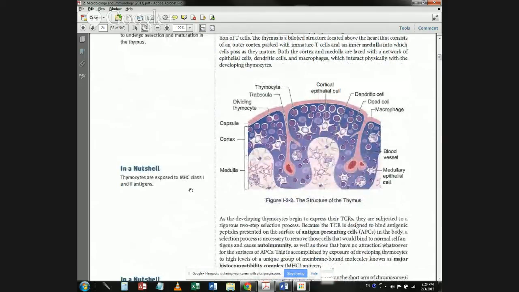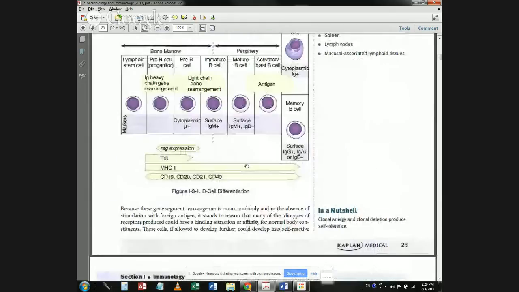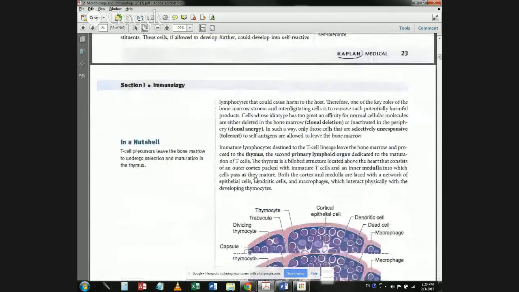Now here we have a picture of the structure of the thymus. We see a capsule, this pink capsule, with trabeculae penetrating deep into the substance of the thymus. And these trabeculae are traversed by blood vessels, which are probably supplying them with these immature lymphocytes that are destined to become future T cells of the body.